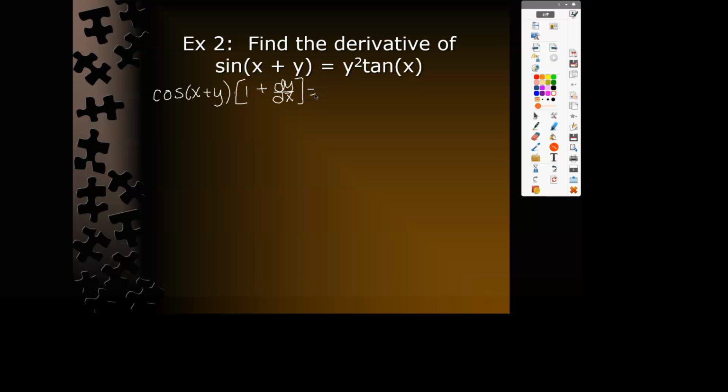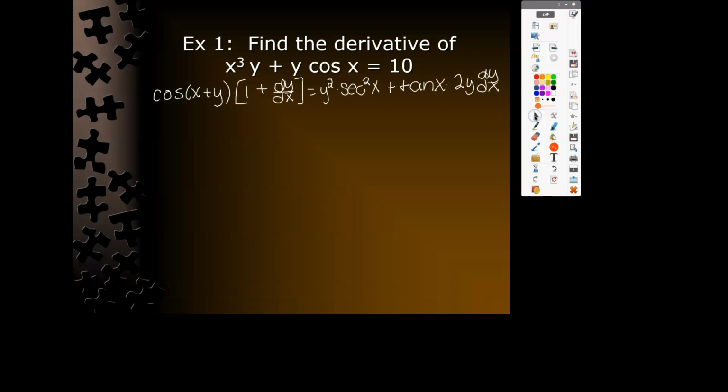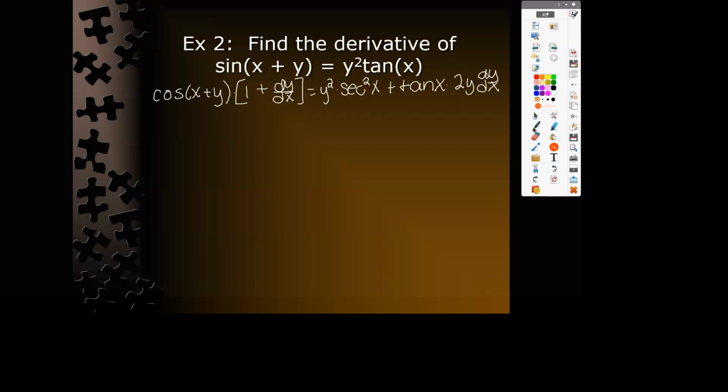And on the right side, I have a product rule. So I have the first times derivative of the second plus the second times derivative of the first. So on the left side, I need to distribute the cosine.